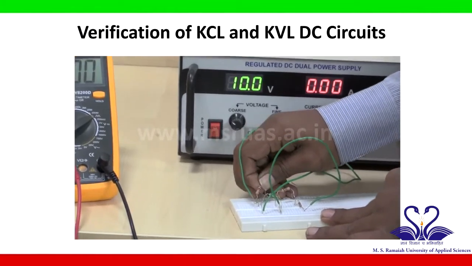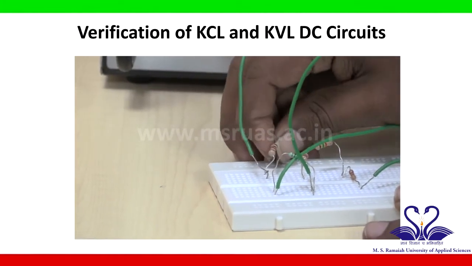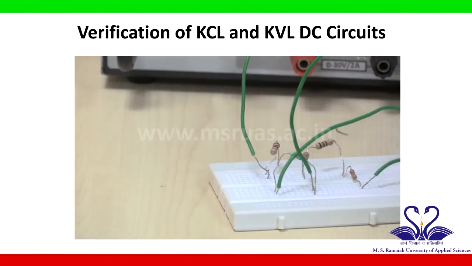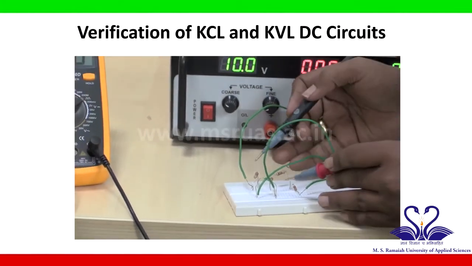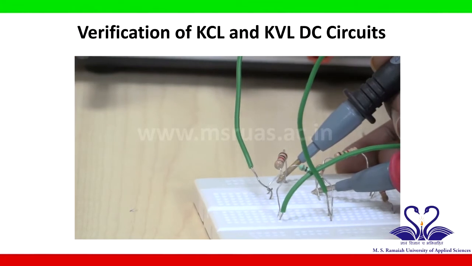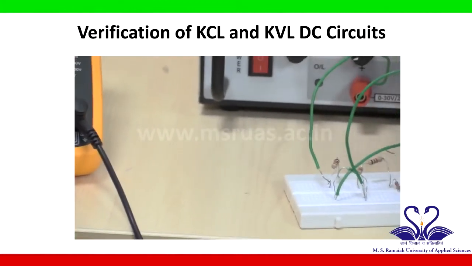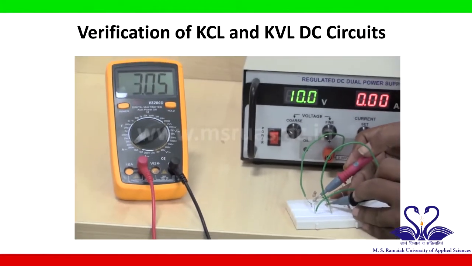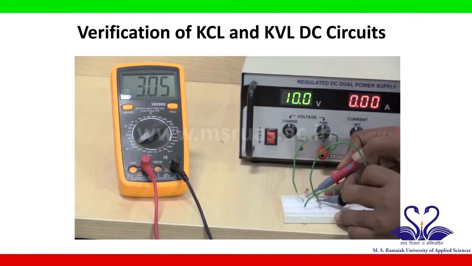Now to measure the current through the resistor R1, take out one end of the resistor R1 and connect anywhere else in the circuit. Now R1 is disconnected from the circuit. Now you connect ammeter probes through R1 and R2. Now we can observe the I1 value. It is showing 3.05 milliamperes.